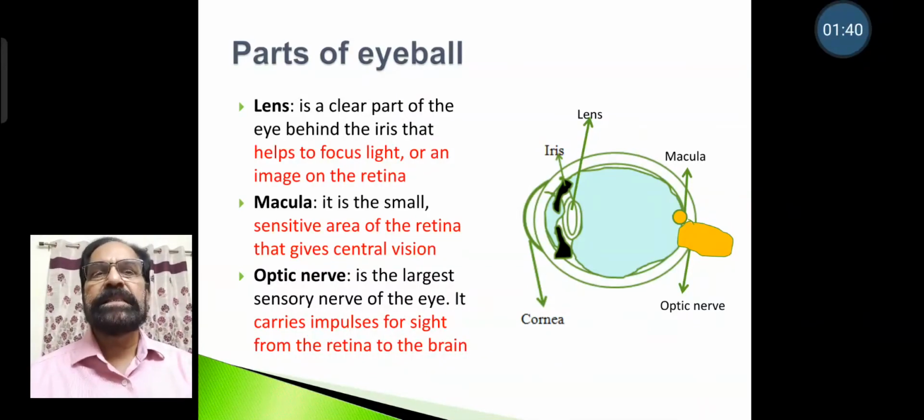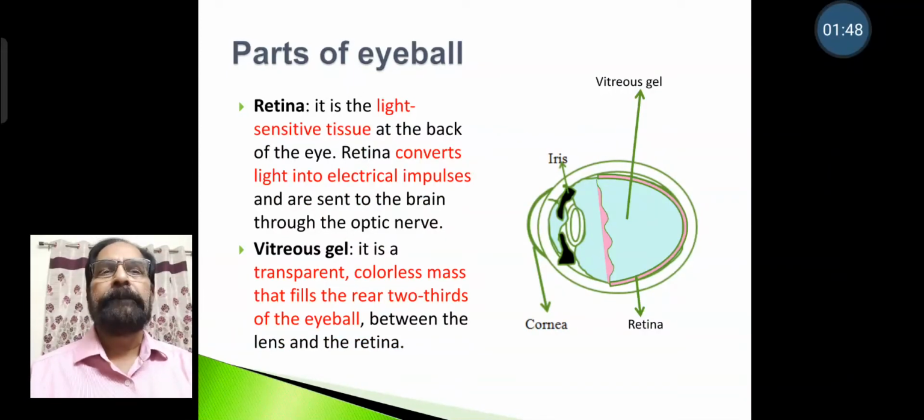It carries impulses for sight from retina to the brain. Retina, as shown in the picture, is the light sensitive tissue at the back of eye. Retina converts light into electrical impulses, which are sent to brain through the optic nerve. Vitreous gel or vitreous humor. It is a transparent colorless mass that fills the rear 2/3 of eyeball between the lens and the retina.